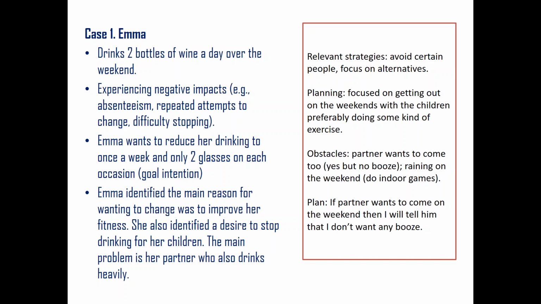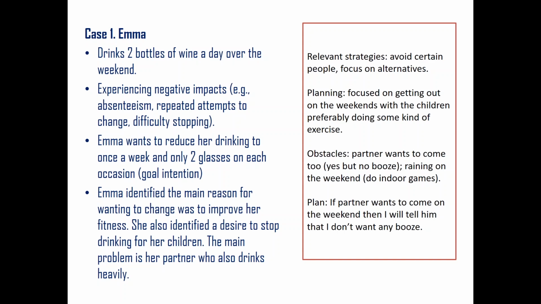She also identified a desire to stop drinking for her kids, and the main problem is her partner, who also drinks heavily. And often we find with people with addictions, there's someone else in the family that is either quite the polar opposite or is also engaging in the behaviour. So if we think back to the strategies we talked about before and what she says her issues are about, we can say, well, it sounds like she needs to avoid certain people, her partner over the weekend somehow, and to focus on some sort of alternative.